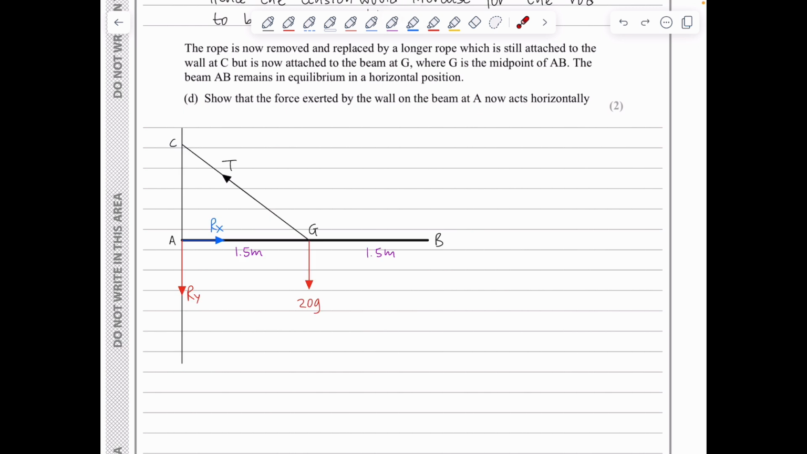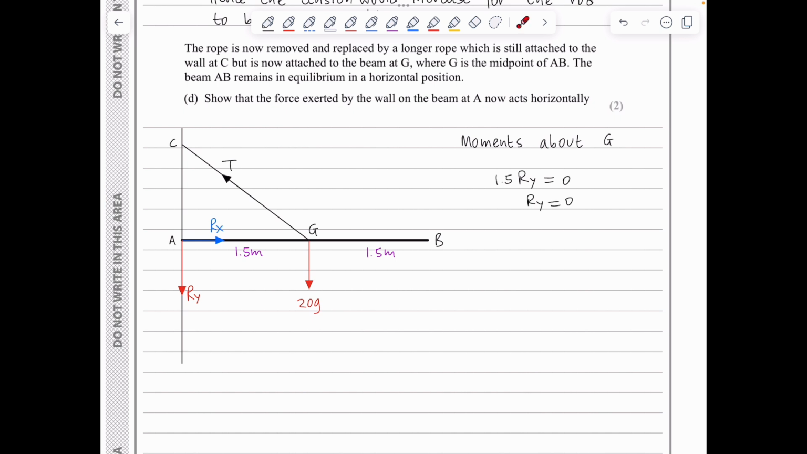We still have the weight of 20g acting at a distance of 1.5 meters from A. We've got the tension here. We've got the reactions in the horizontal Rx at A and in the vertical Ry. And we will be taking moments about G. So if I take moments about G, then I've got simply that 1.5 times Ry is the anti-clockwise moment, so 1.5 Ry, and we have no clockwise moment, so that's 0, which simply means that Ry is 0.